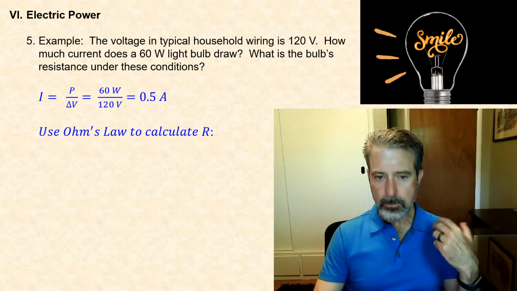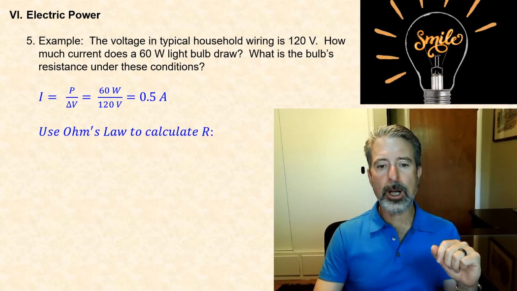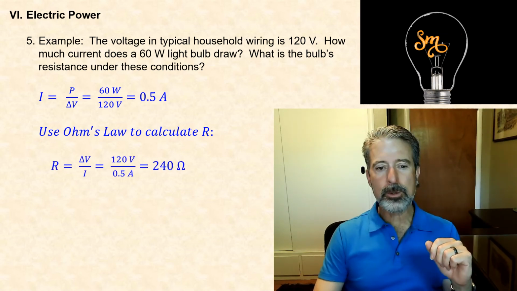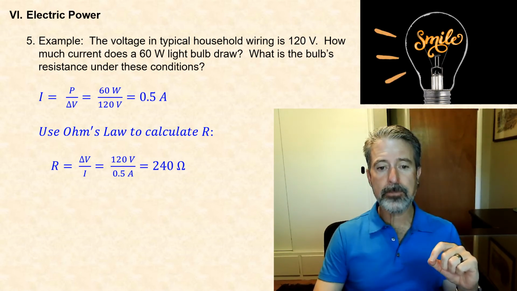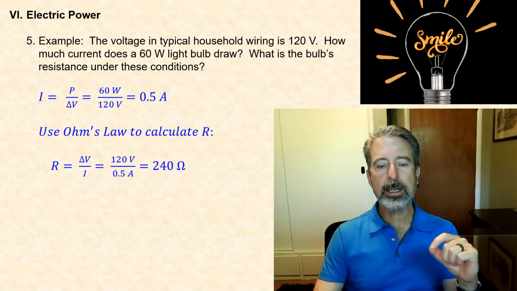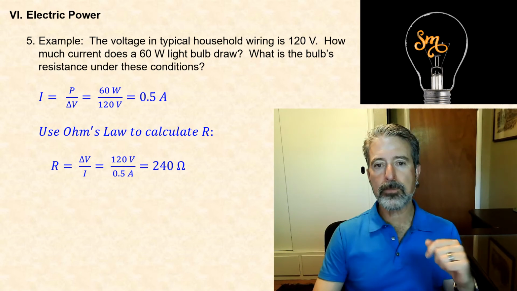And once the current is known, we can use Ohm's law to actually calculate the resistance. So according to Ohm's law, that resistance is just the ratio of the voltage to current: 120 volts over 0.5 amps gives us a resistance of 240 ohms.